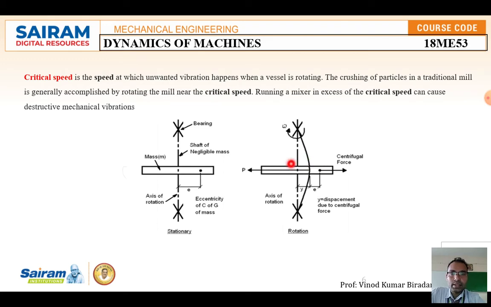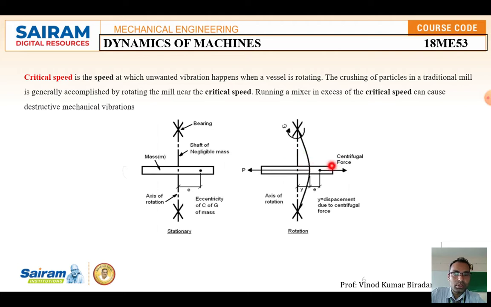There is a chance of shifting the CG. Initially this is the centered axis, and after rotating, the CG will be shifted by some distance. That is, it will bend, and that is called critical speed. It will rotate in the clockwise or anti-clockwise direction. The force which acts from here to here is called centrifugal force. Here I have shown the centrifugal force in the diagram.